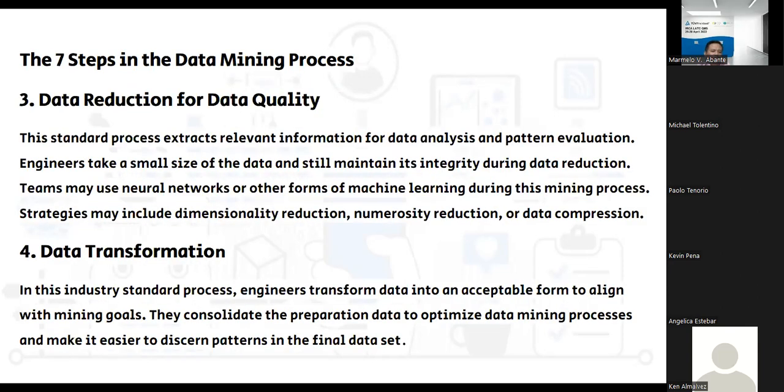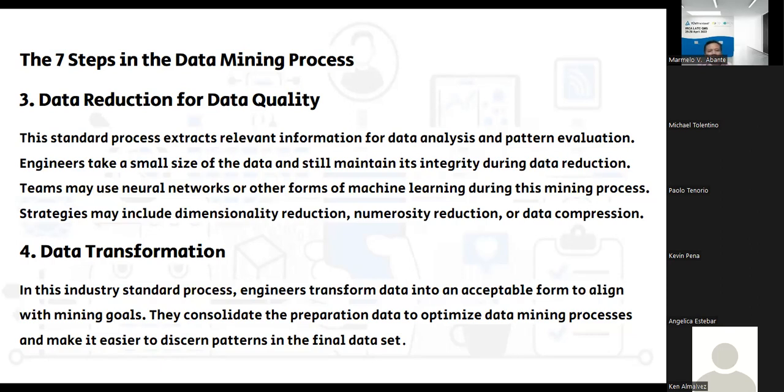The third step is data reduction for data quality. This standard process extracts relevant information for data analysis and pattern evaluation. Engineers take a small size of the data and still maintain its integrity during data reduction.